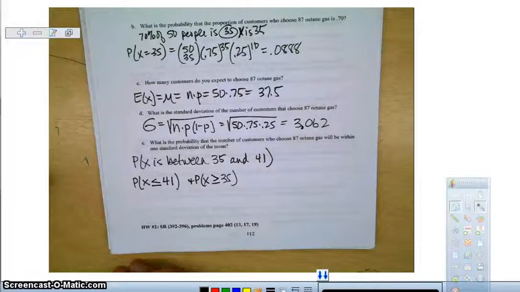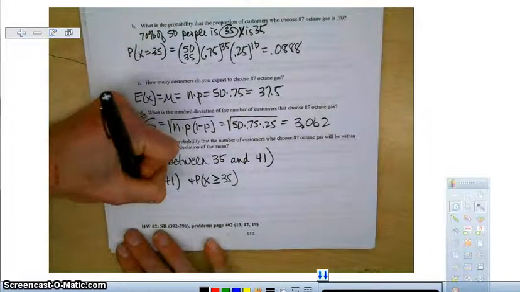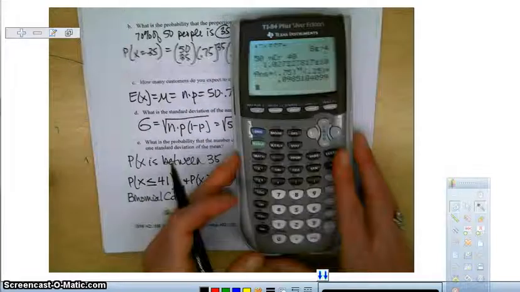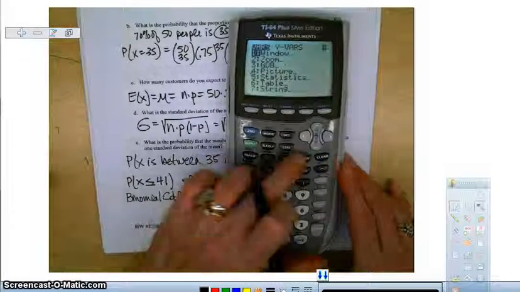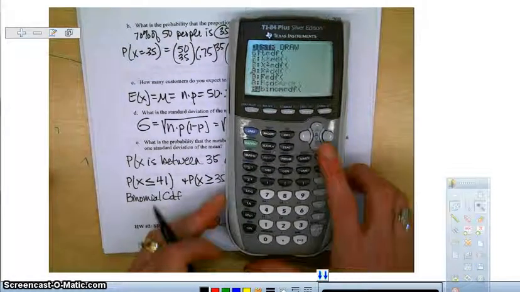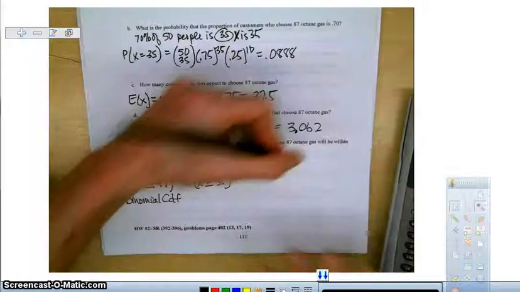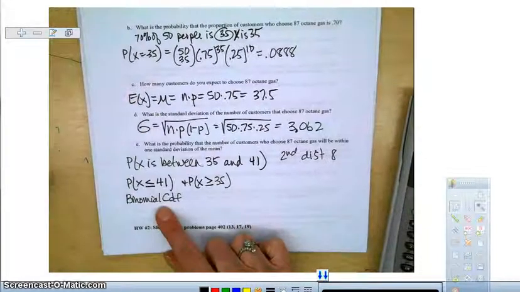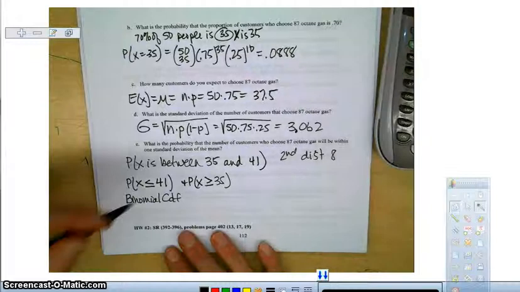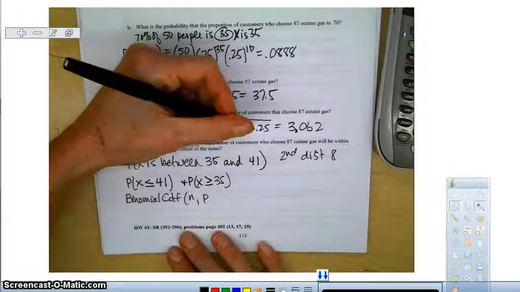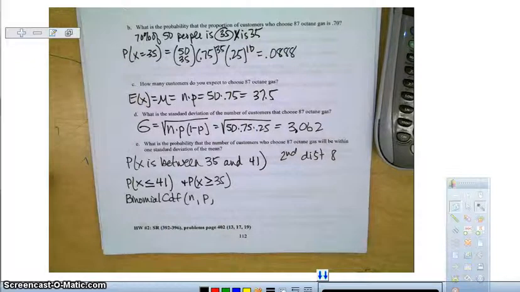And this is where I'm going to get the calculator out. This is also in your book, how to use this. We're going to use something called the binomial CDF, okay, which if you go to your distribution, let's see, second distribution, binomial is down a little ways. Binomial CDF is 8. So second distribution 8 to get to the binomial CDF. And then you're going to type in N, P, and we'll have to finish this on the next video, which will be pretty short.